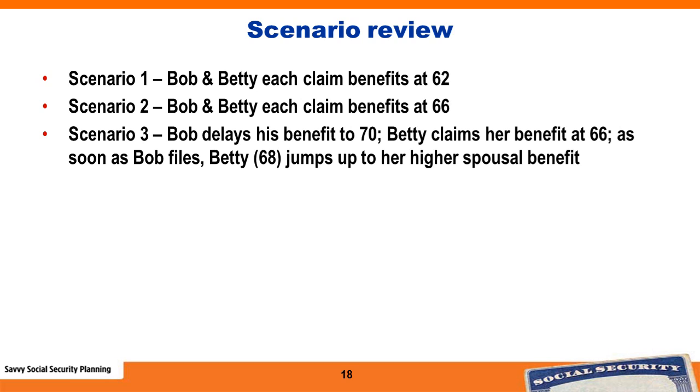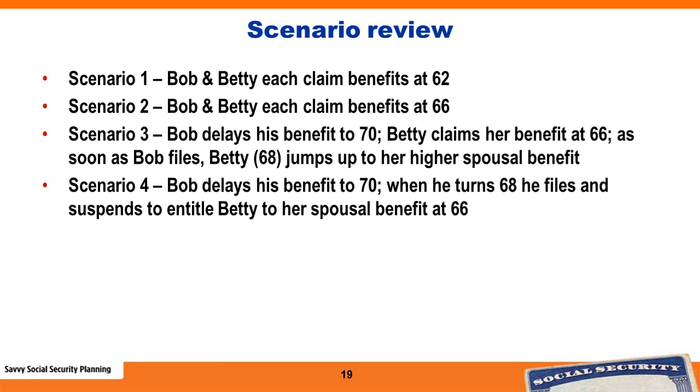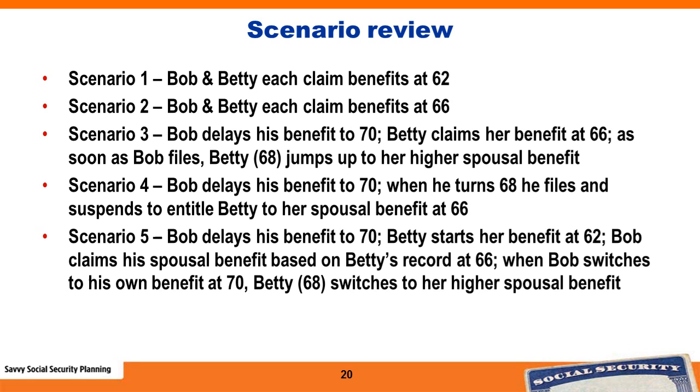In scenario 3, Bob delays his benefit to age 70. Betty claims her benefit at 66. As soon as Bob files, Betty, who is now 68, jumps up to her higher spousal benefit. In scenario 4, Bob delays his benefit to 70. When he turns 68, he files and suspends to entitle Betty to her spousal benefit at 66.